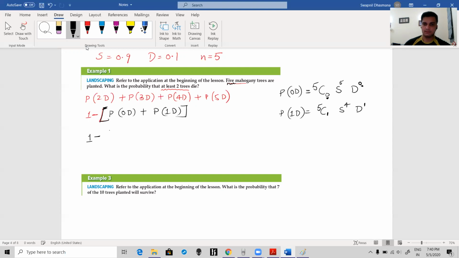So 1 minus 5C0, S is 0.9 to the power 5, D is 0.1 to the power 0, plus 5C1, S is 0.9 to the power 4 times 0.1 to the power 1. When you write this whole thing in the calculator, you will get an answer.